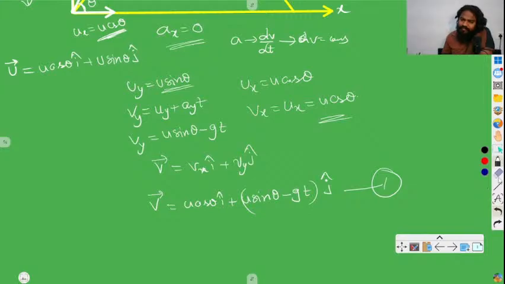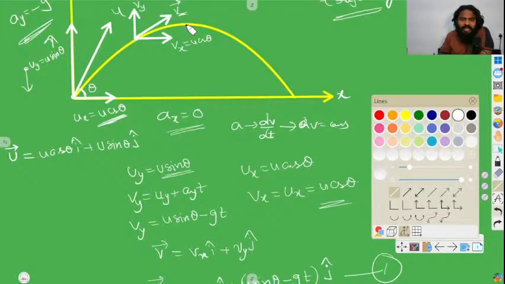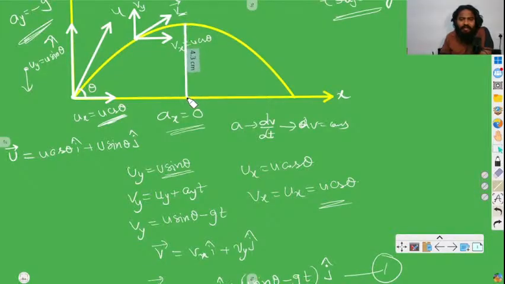Now, coming to the next case, let's find the maximum height reached by the projectile. For example, you have thrown it like this. If you draw a straight line from here to here, it represents the maximum height reached by the projectile in its path, which is called the maximum height. You can call it h max. It is the peak point of the projectile.